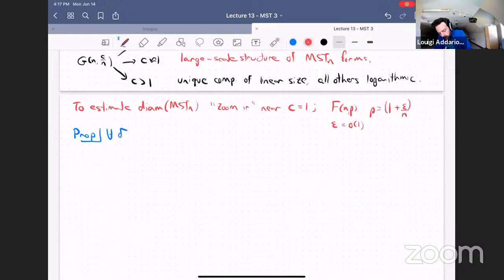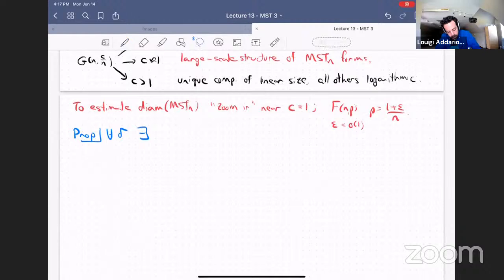Thanks. Comment in the chat that it should be one plus epsilon over n, on the principle that probabilities should stay less than one. So I'm going to show you that.